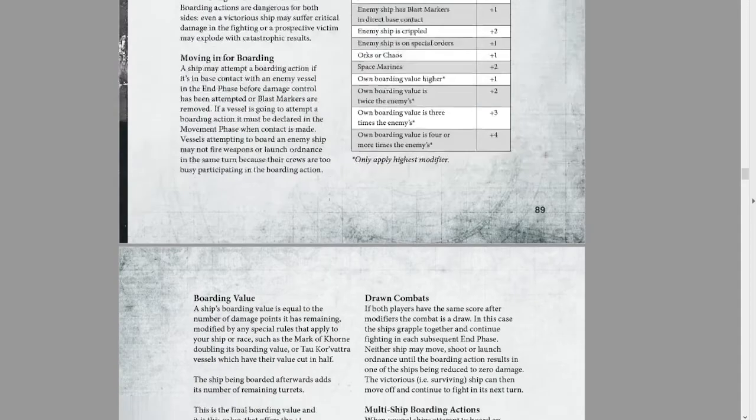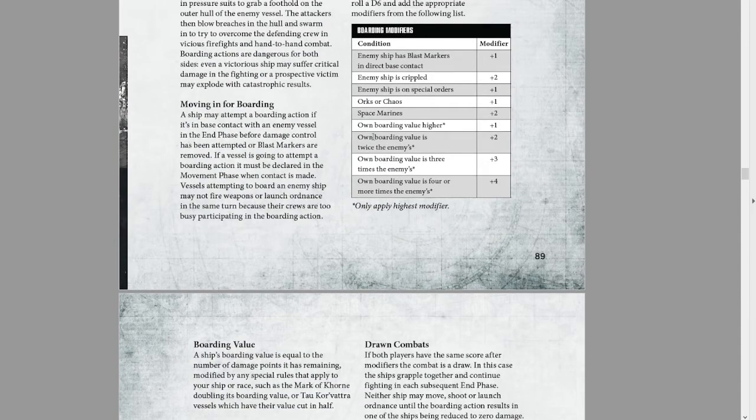Now, what are these modifiers? It's listed here. If your boarding value is higher than the enemy's, +1 modifier. If you are double the enemy's, it's +2. If it's triple the enemy, it's +3, and if it's 4 times or more, it's +4. Now, you only apply these once. You don't get to stack them on top of one another.